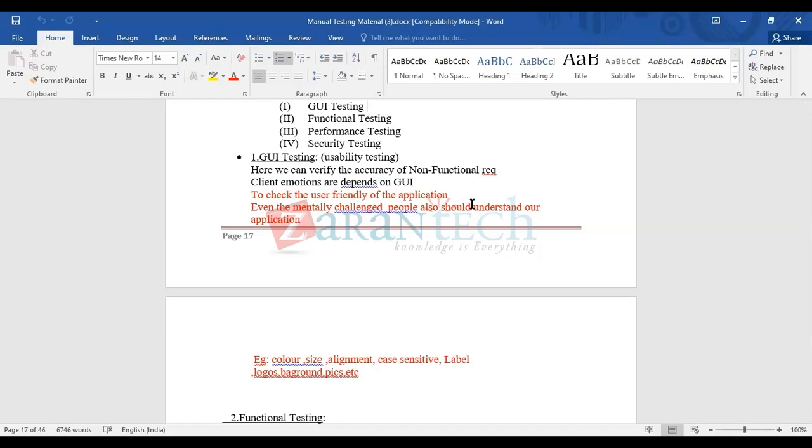So the purpose of GUI testing is to check whether your product is user friendly or not. See here I have written to check user friendly or not. User friendly means look and feel. If the look and feel is good, then your project is good, right?